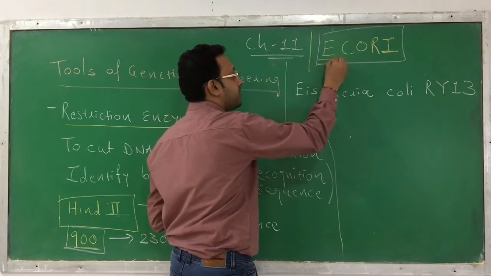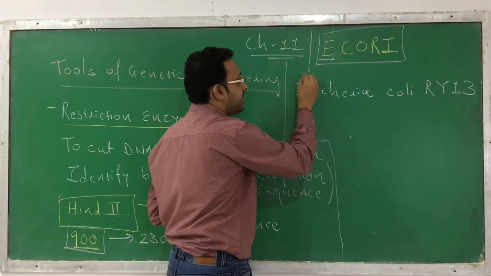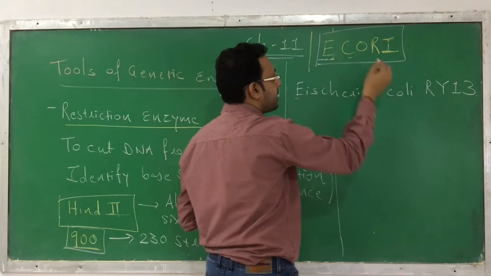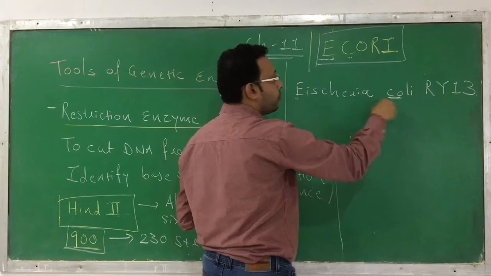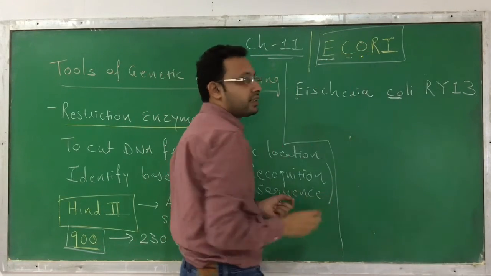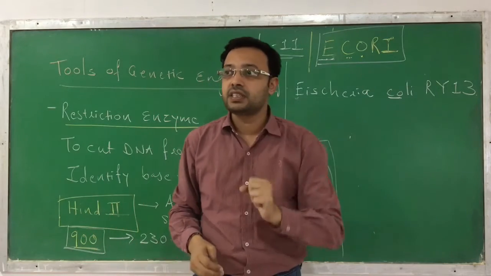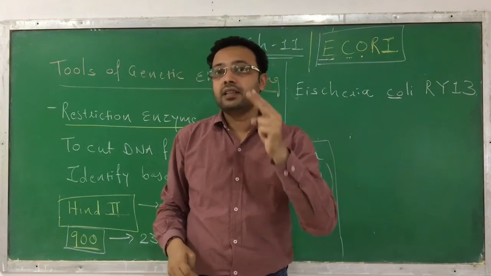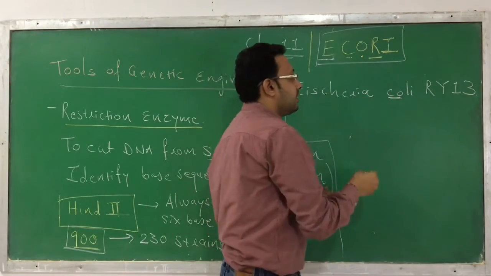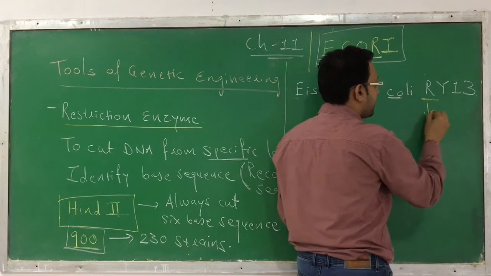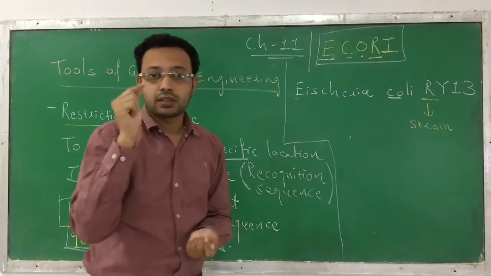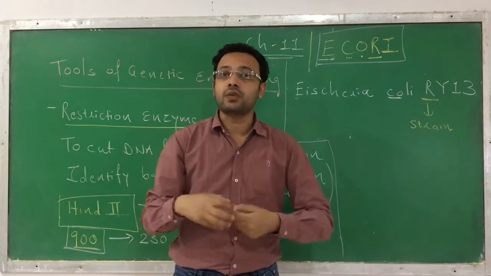So the first letter indicates the first letter of a genus. So this is an E. The next two letters are the letters from the species, CO. Clear? So the first letter is the first letter of a genus; the second and third letters are from the species. Afterwards there is an R. The R indicates the strain from which it was discovered.